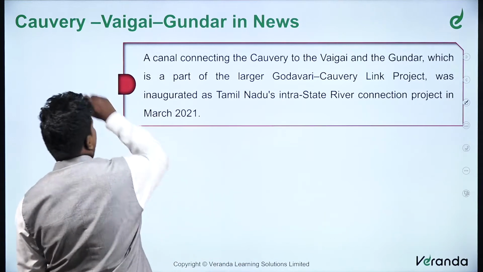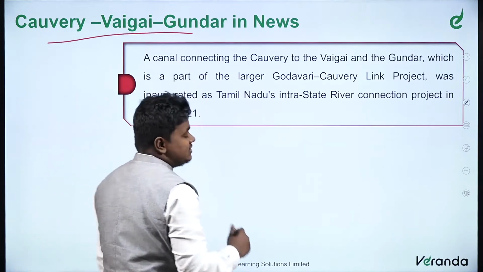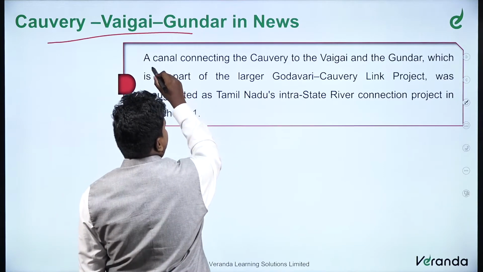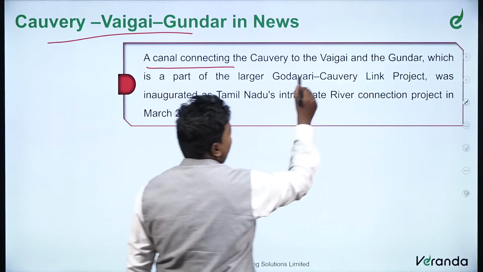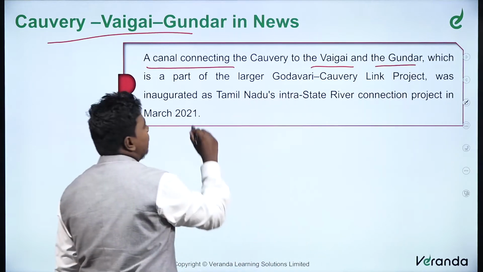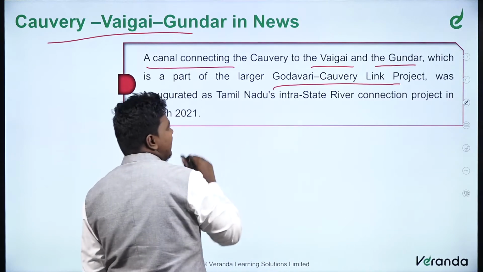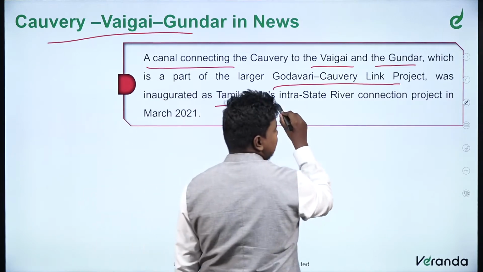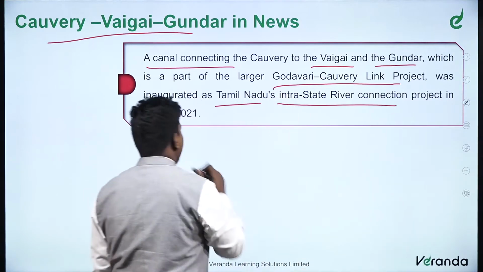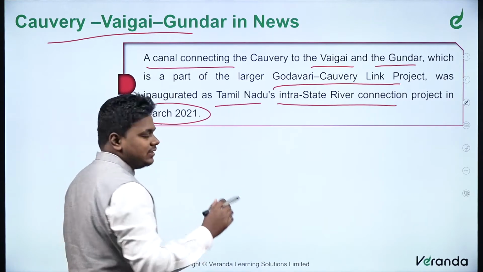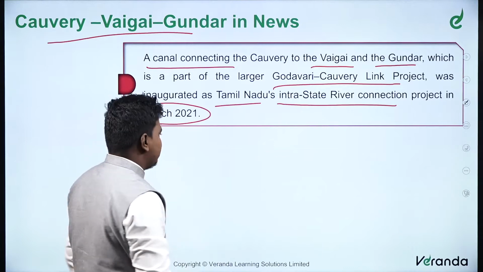It is because of the Cauvery Vaigai Gundar, which is going to be a river linking project. A canal connecting the Cauvery to the Vaigai and Gundar, which is a part of the larger Godavari Cauvery Link project, was inaugurated as Tamil Nadu's intrastate river connection project in March 2021. So, why is it needed? Let's analyze this geographically.